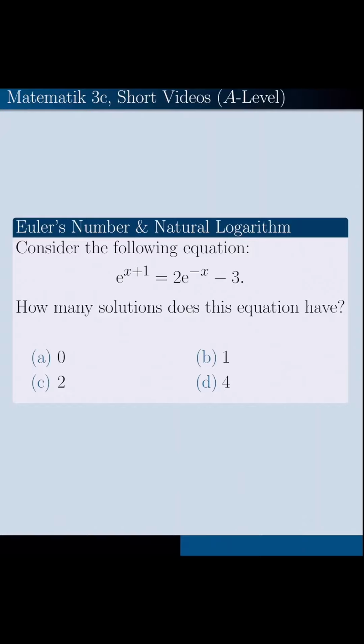Hello, in this short video we are going to investigate the following A-level problem on the topic of Euler's number and natural logarithm. Consider the following equation. e to the x plus 1 equals 2e to the minus x minus 3. How many solutions does this equation have?